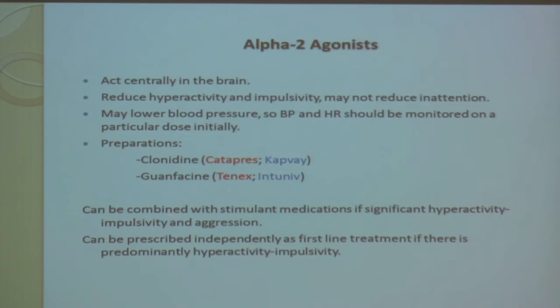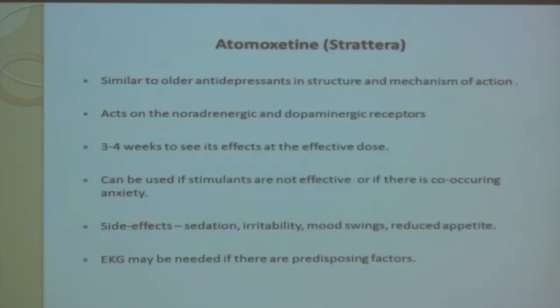They are frequently combined with stimulant medications, and typically we use them when the stimulant medications are unable to reduce the symptoms of hyperactivity and impulsivity, or if the child has aggressive behaviors. They can also be prescribed independently. So children who have mostly hyperactivity and impulsivity can be started on these medications before being prescribed a stimulant medication. And some children do well on just clonidine and Tenex. You may have heard of atomoxetine or Strattera.